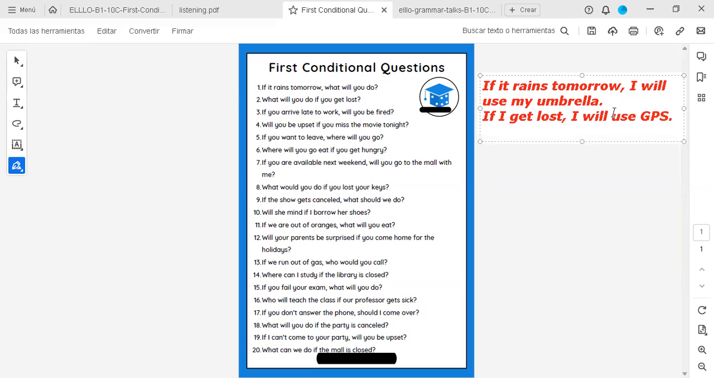Okay, question three. If you arrive late to work, will you be fired? What do you think? If you arrive late to work, will you be fired? What is the meaning of fire? Fire, what is that? Claudia, what do you think? If you arrive late to work, will you be fired or not?